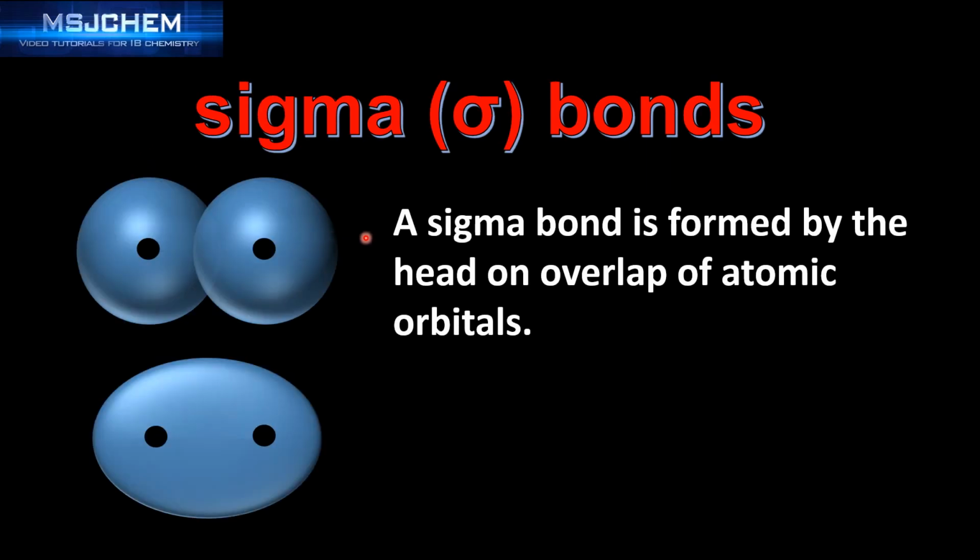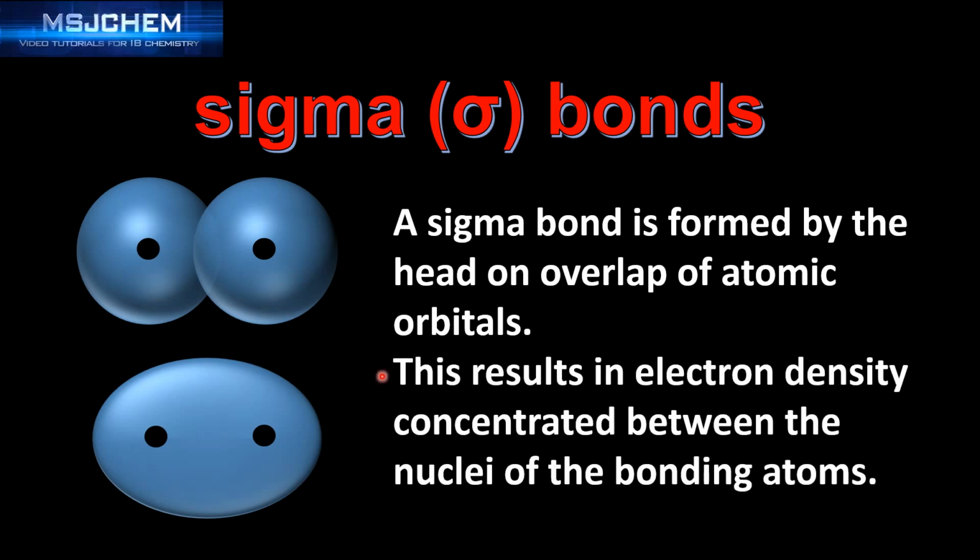A sigma bond is formed by the head-on overlap of atomic orbitals. This results in electron density concentrated between the nuclei of the bonding atoms. Here we have two s orbitals overlapping head-on to form a sigma bond, and the electron density is concentrated between the nuclei of the two bonding atoms.